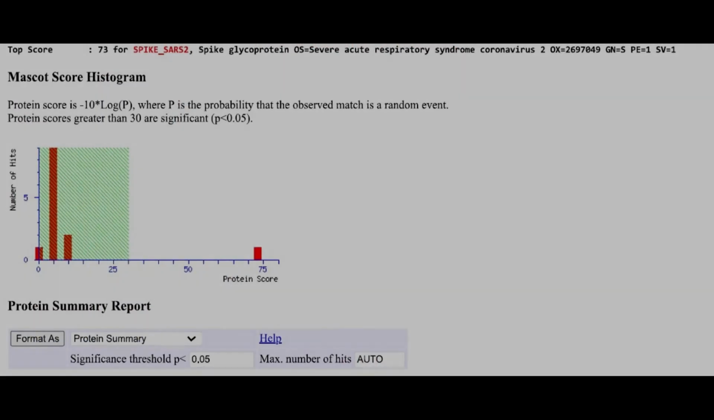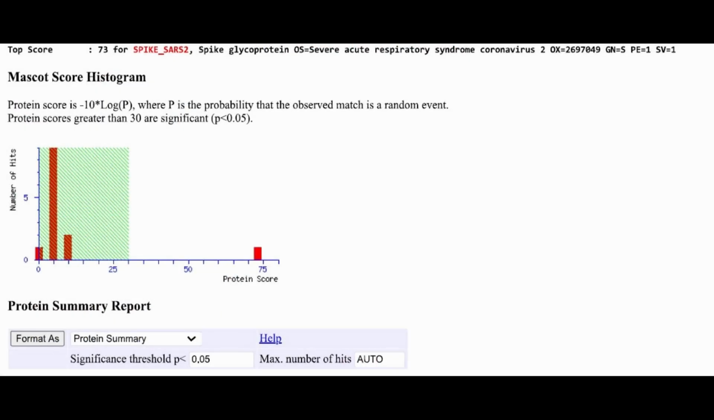For unknown proteins, the peptide fragments are compared with a sequence of proteins from databases. However, in no case are the peptides compared to the known sequence of the produced recombinant protein.